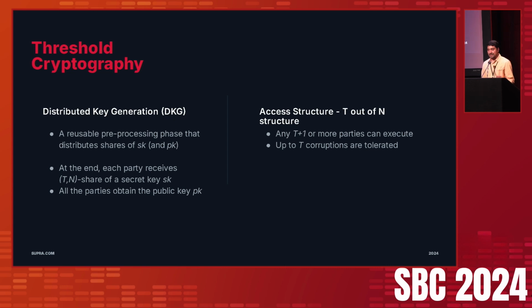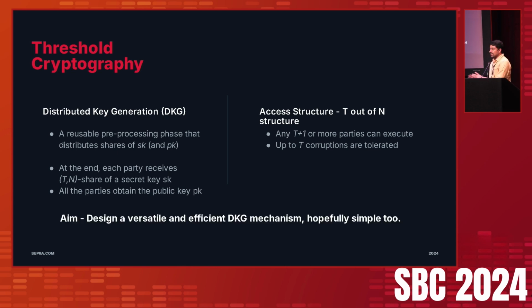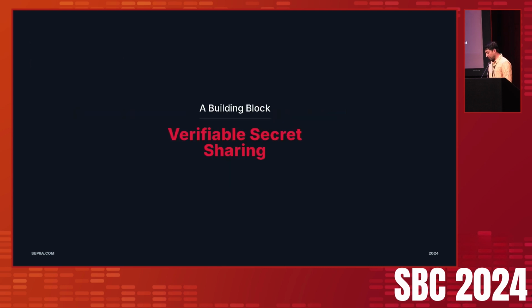So each party gets a partial share, which is shared as a threshold secret share. And when I say threshold share, the access structure, we call it (T, N), by which we mean that any T+1 or more parties can come together and reconstruct the secret key, and up to T corruptions are allowed in the system. And we typically consider at least an honest majority in the system to ensure liveness. So with that in mind, the main aim of this work is to design a versatile and efficient DKG mechanism, and hopefully a simple one too.